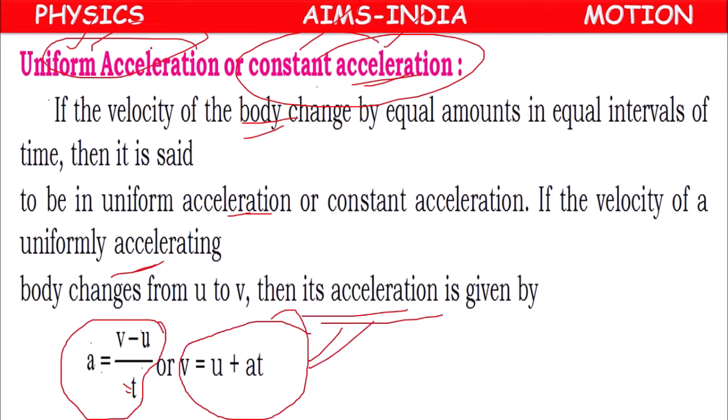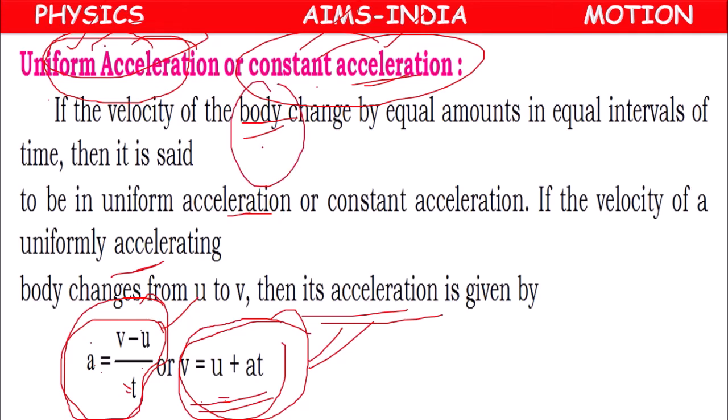So whenever a body is traveling with uniform acceleration, for solving problems, we can apply these two formulas, a equal to v minus u by t, or v equal to u plus at. For which body? For any object which is moving with uniform acceleration, for that kind of objects only, these kind of formulas will be applicable.